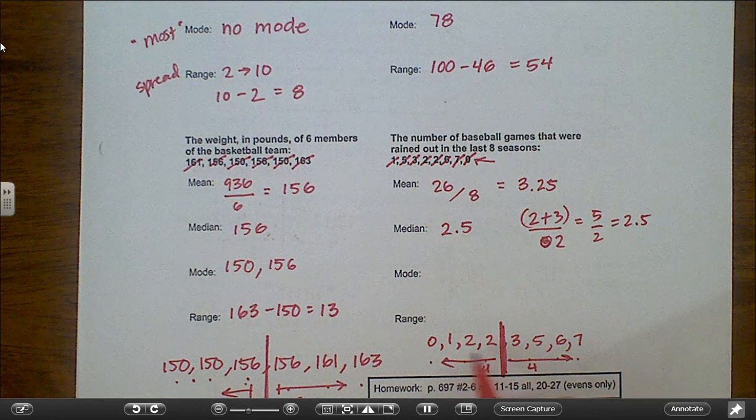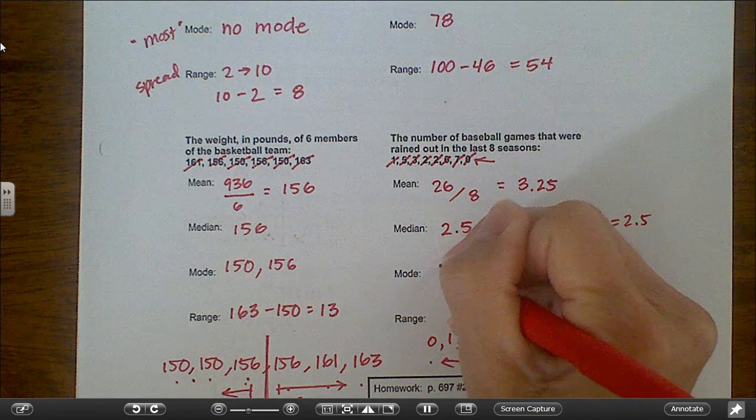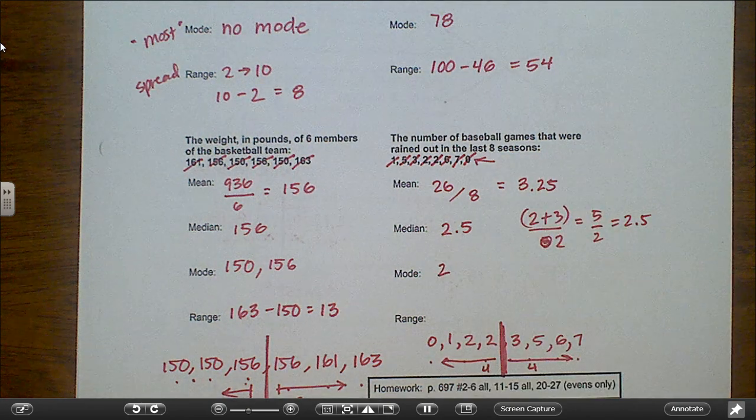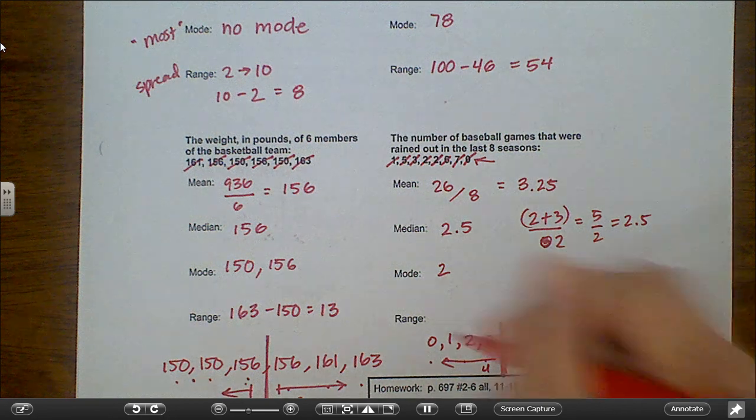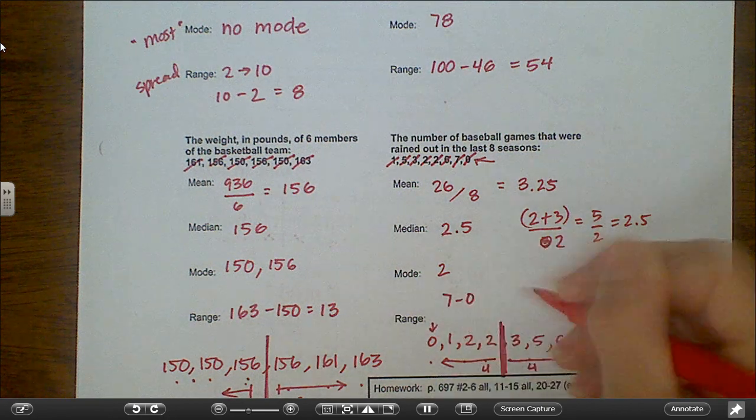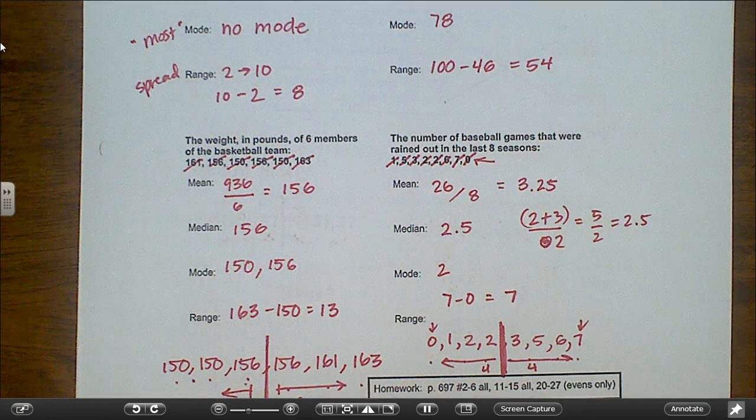Your mode here, let's see, 2 appears twice. None of the others appear more than once. Your mode is 2. Your range, your highest number is 7. Your lowest number is 0. 7 minus 0 is 7.